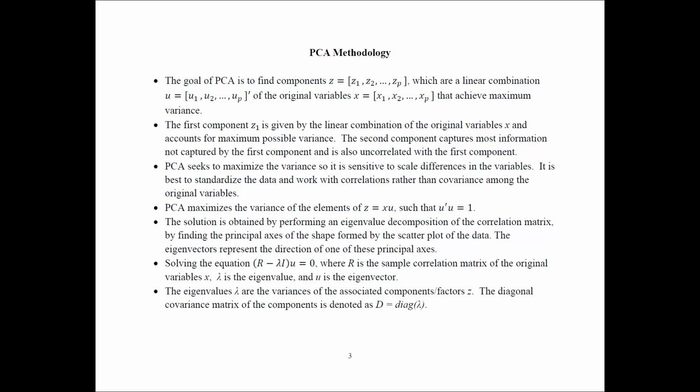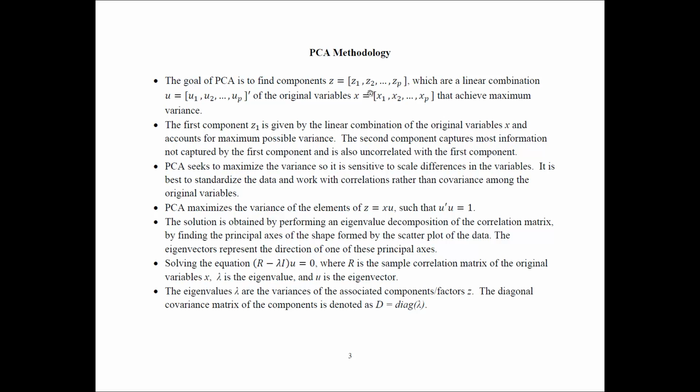Okay, so here's a little bit more about the PCA methodology. The goal is to find components, and we have here Z equals Z1 to Zp. These are p components, which are linear combinations of the original variables X equals X1 to Xp that achieve the maximum variance. So if we have the number of original variables equal to p, those variables can be represented as the same number of components, but that are just reoriented a little bit differently.